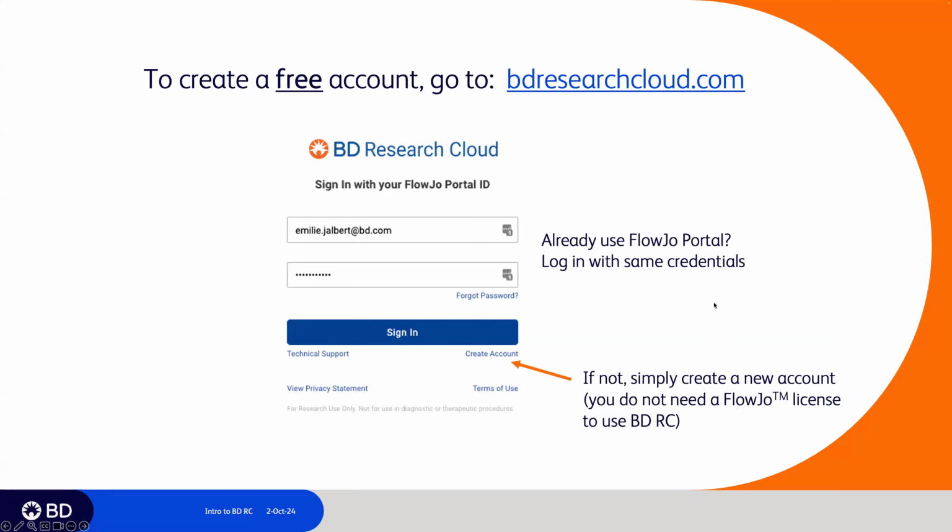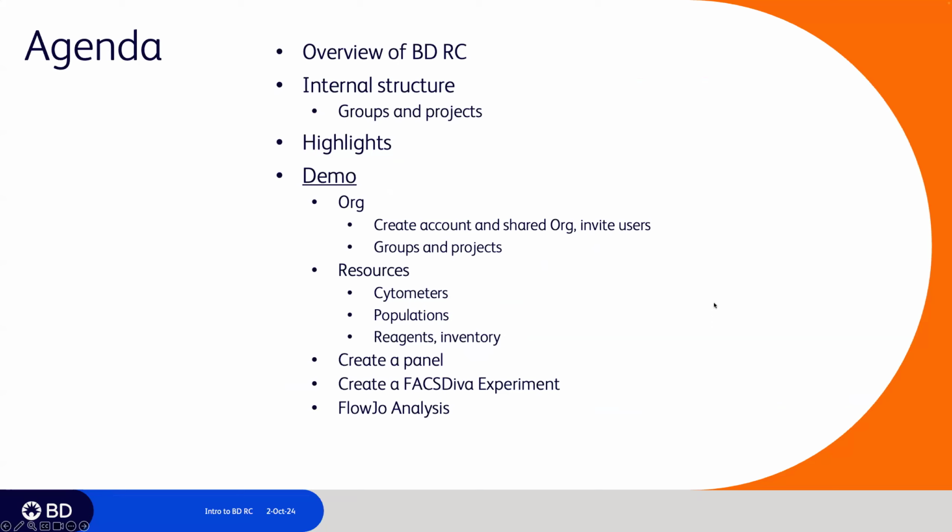For today, we're first going to start with an overview of what BD Research Cloud is. I'll go through the internal structure, how groups and projects help you stay organized and limit access to different data for different people, and then the highlights of what's new in version 6 that just came out. Then I'll go into the live demo.